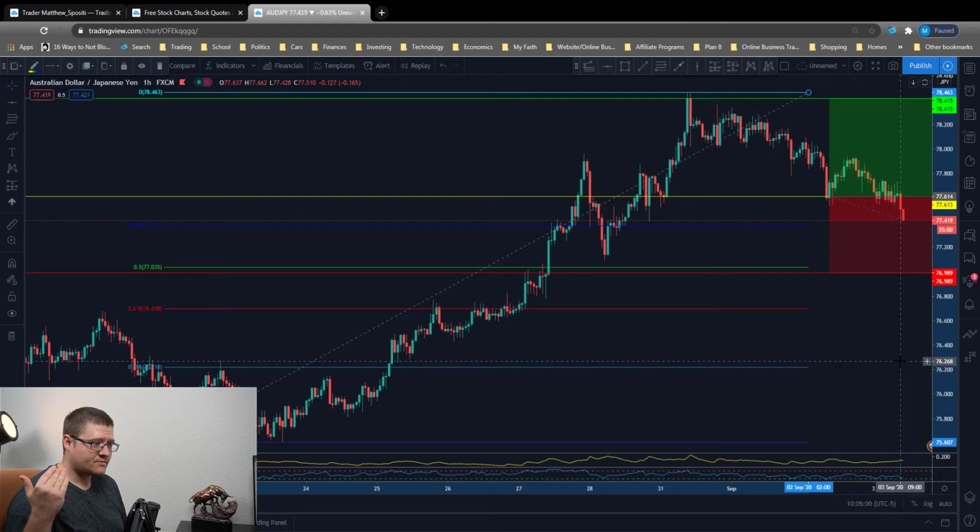So the idea here is that if the market comes down to the 382, and it hasn't quite just yet, but it certainly looks like it's going to, and then rallies, that would mean that I would miss out on this trade.